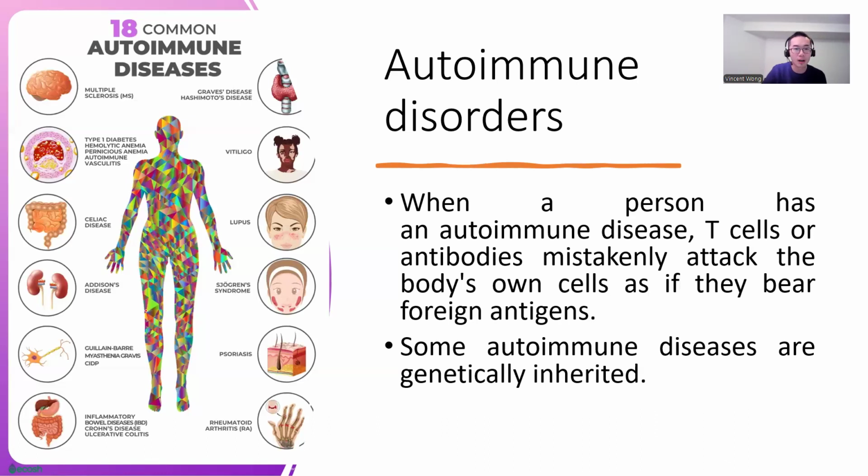So there are a whole bunch of autoimmune disorders. You might have heard of some of these things, right? Lupus, vitiligo, where you lose skin pigments, psoriasis, multiple sclerosis, a bunch of these things. It appears that there is a genetic component to autoimmune diseases, but not always.